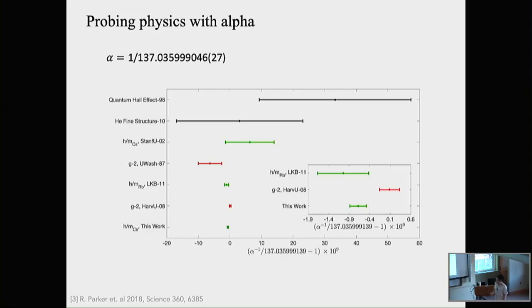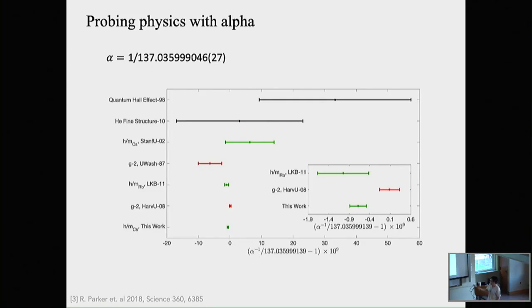So why is the fine-structure constant interesting? The fine-structure constant is used in different branches of physics and can be measured in different ways. In the old days, it was measured by the quantum Hall effect or the helium fine-structure constant. But nowadays, the most accurate determination of the fine-structure constant comes from two kinds of experiments.